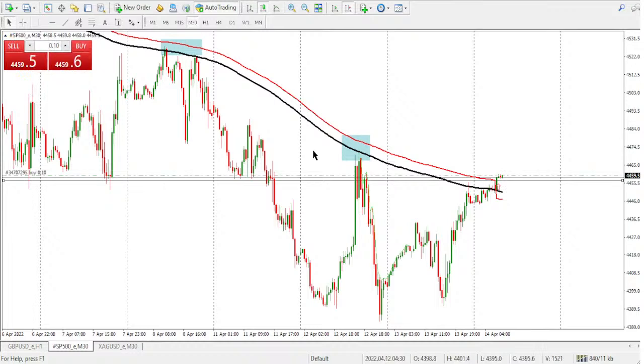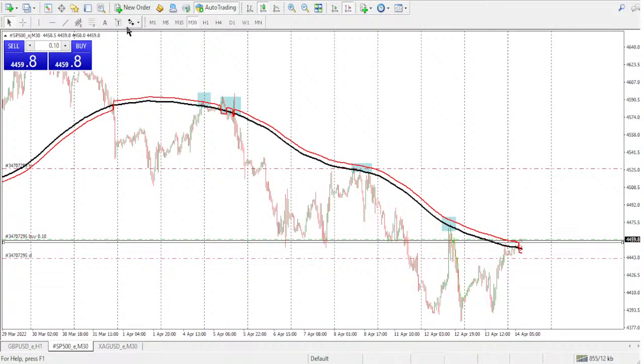You may buy it as I'm speaking now. Have your stop loss below the low of that candle. Below the low of that candle. And then have your take profit at this level here.